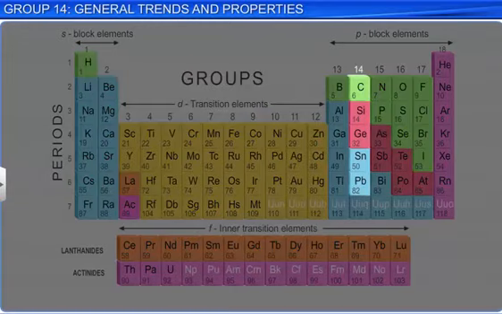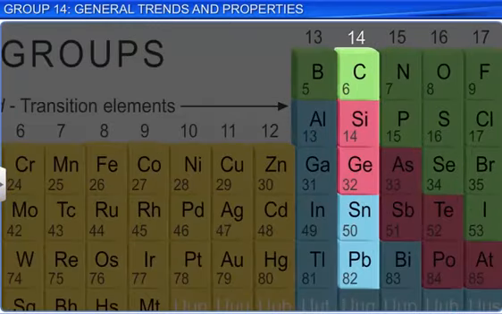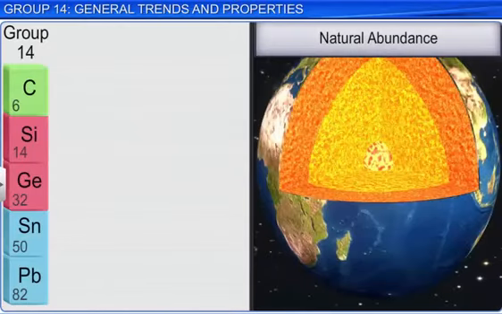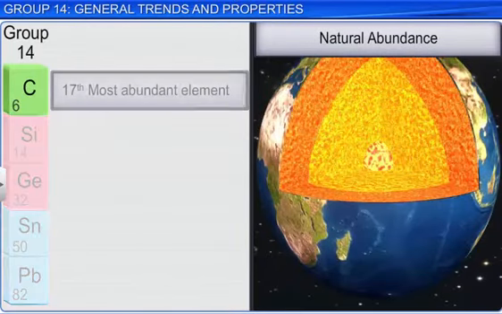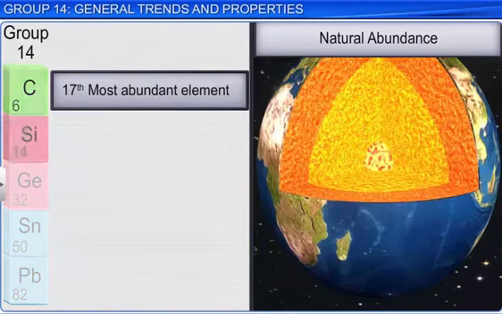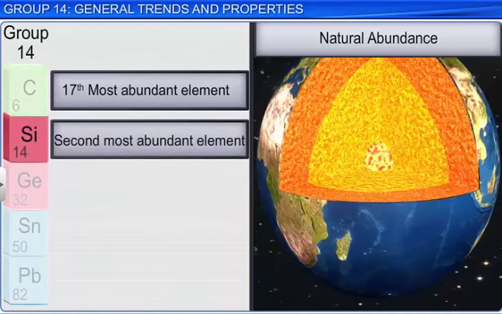The group 14 elements, sometimes called the carbon family, are carbon, silicon, germanium, tin, and lead. In the Earth's crust, carbon is the 17th most abundant element. Silicon, the second most abundant element in the Earth's crust, contributes 27.7% of the crust's mass.